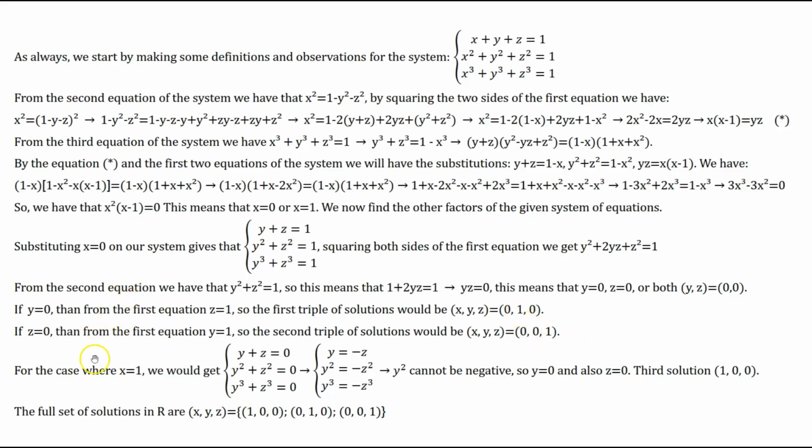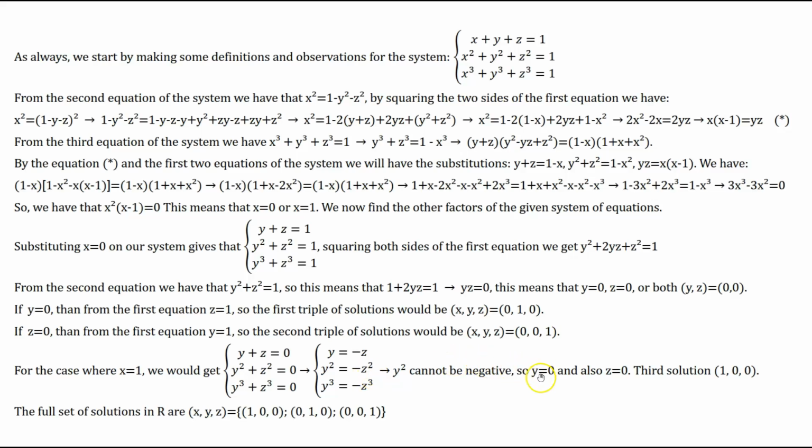We now go to the case where x is equal to 1, and by substituting into the initial set of equations, we will have that epsilon plus z is equal to 0, epsilon squared plus z squared is equal to 0, epsilon cubed plus z cubed is equal to 0, which gives epsilon is equal to minus z, epsilon squared is equal to minus z squared, and epsilon cubed is equal to minus z cubed. But in this expression, epsilon squared cannot be negative. It can be a minimum of 0, but it cannot be negative.